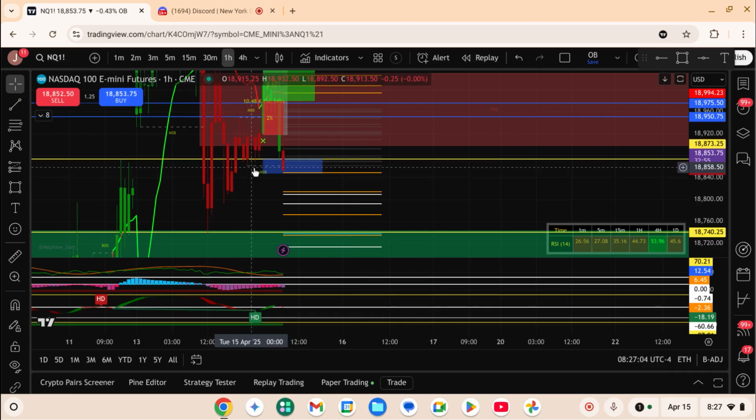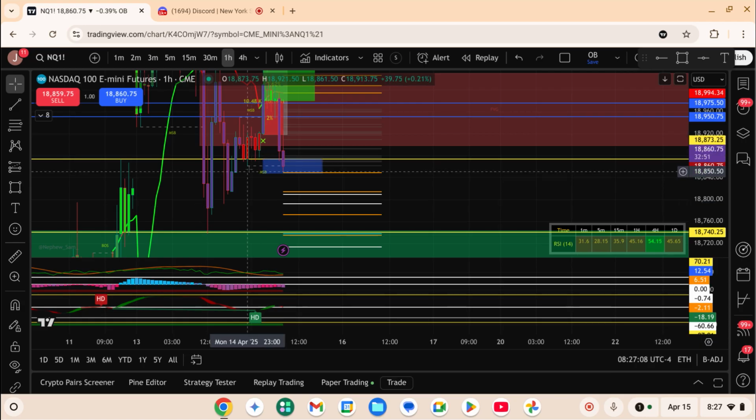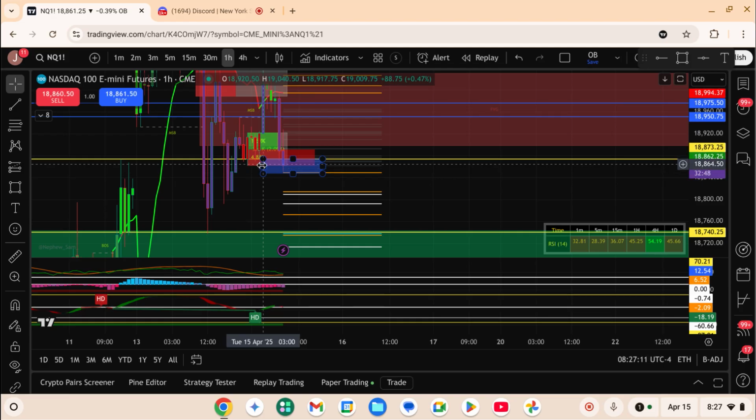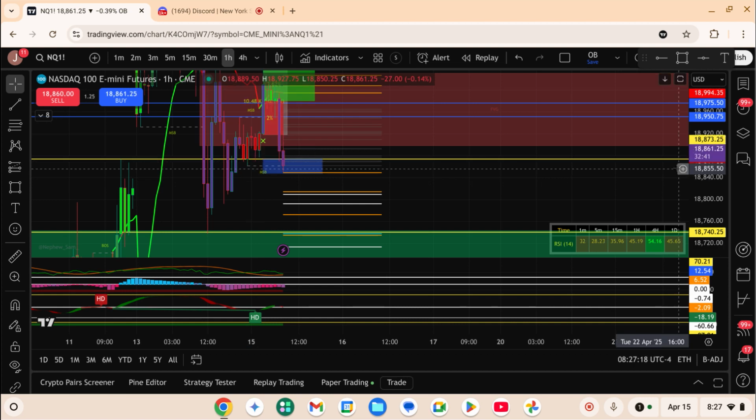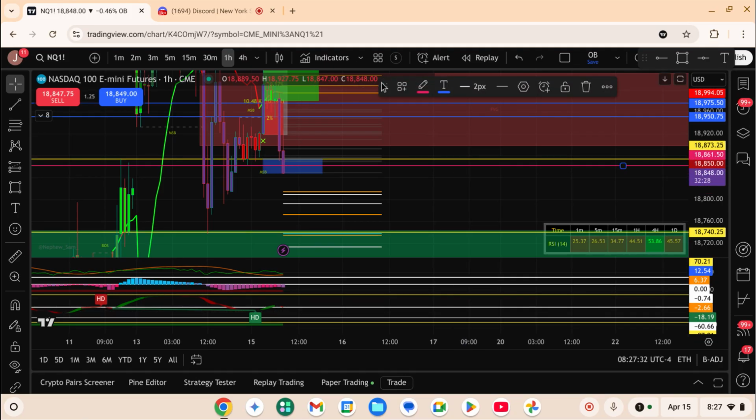So right here on the 1 hour, it's trying to shift with this candle. It's trying to give a market structure break, which is shifting the direction of the trend that it was in. It was previously in the uptrend, so it's trying to break here and make that market structure break. So if we get that, we'll definitely look for shorts below here.